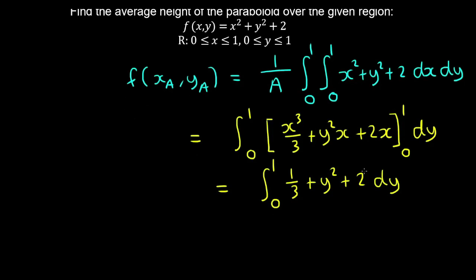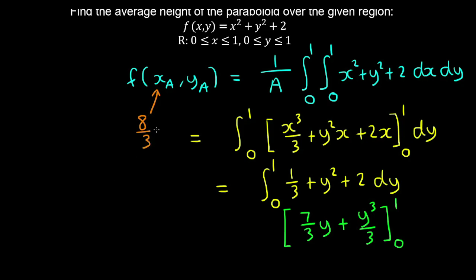So 2 is 6 on 3, and 6 on 3 plus 1/3 is 7/3. So this evaluates as 7/3 y plus y cubed on 3. And we evaluate this at y equals 0 and 1. So that gives 7/3 plus 1/3, which is 8/3, being the average height of the paraboloid over the given square region.